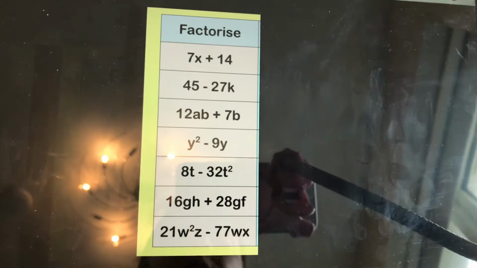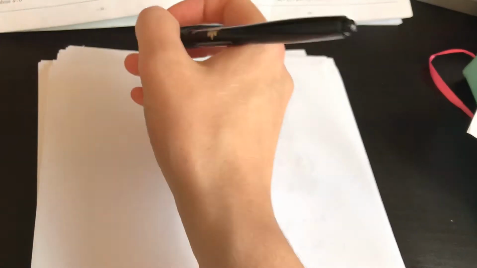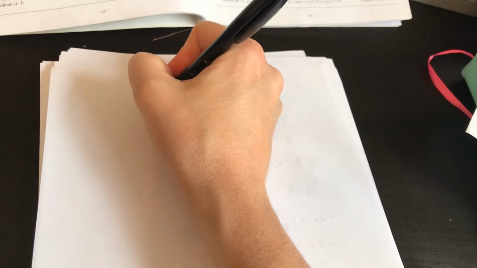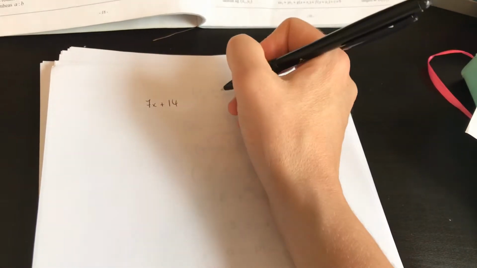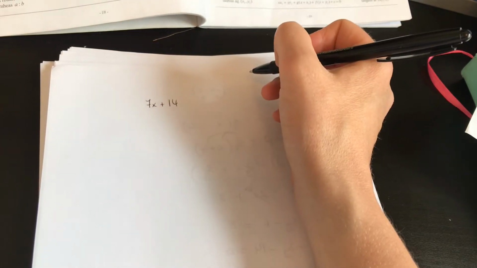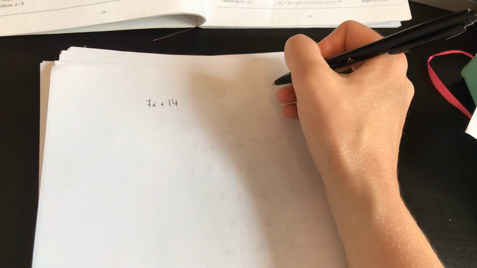We're going to look at factorising these. 7x plus 14. How do you factorise that? Loads of ways to do it. Some of you might just be able to see it. You've 4 different types of factorising.